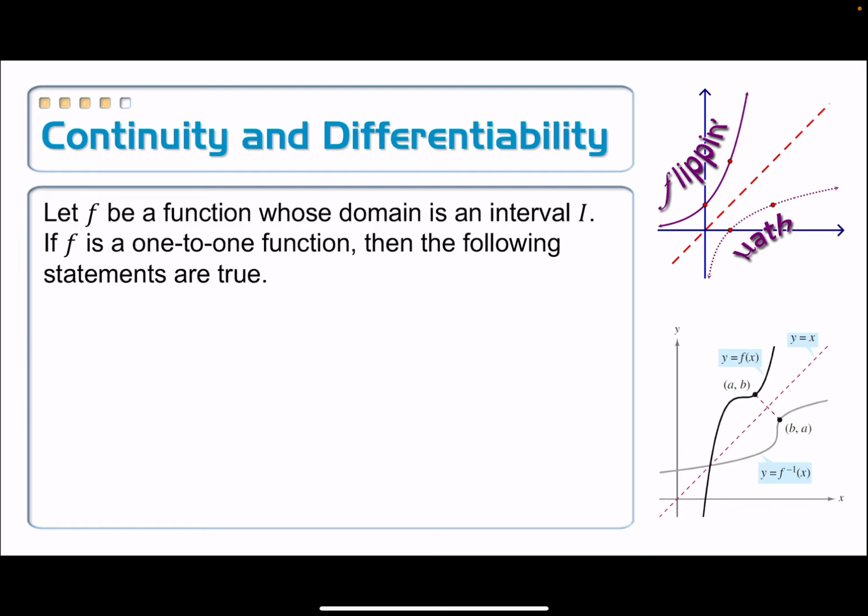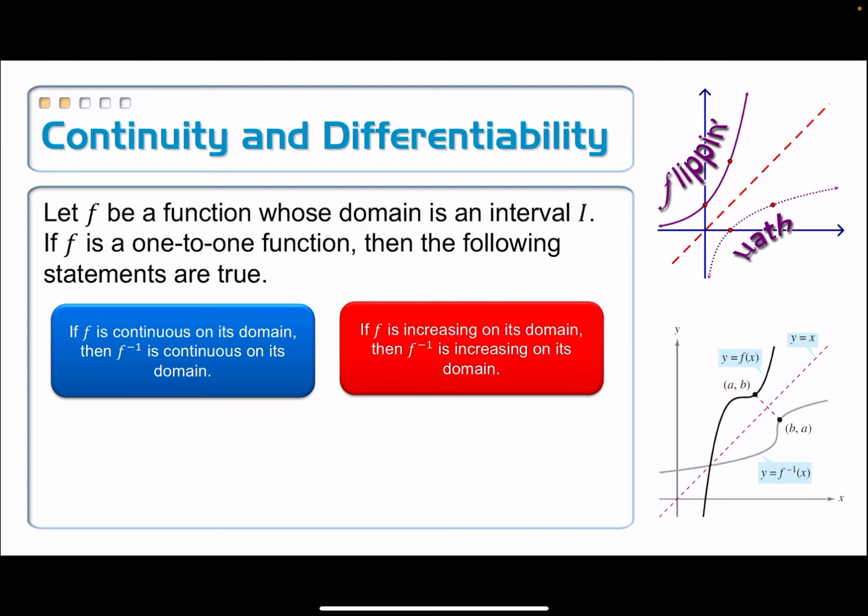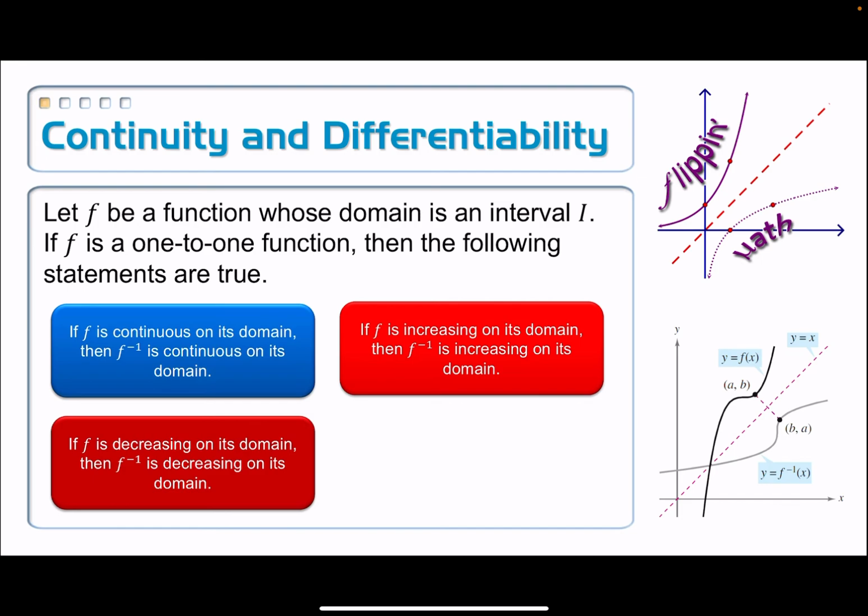Okay, so let's now write down these four statements that have to be true about the continuity and differentiability of inverse functions of one-to-one functions. If f is continuous on its domain, then the inverse is also continuous on its domain. Again, we are just swapping the x and y values. Next, if f is increasing on its domain, then the inverse is also increasing on its domain. Likewise, if f is decreasing on its domain, then the inverse is also decreasing.